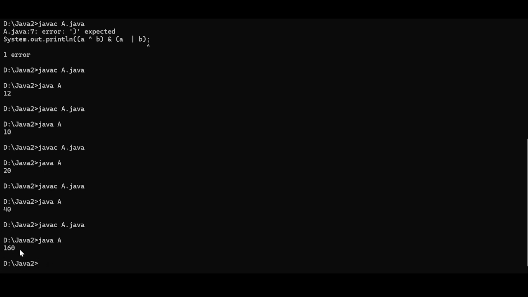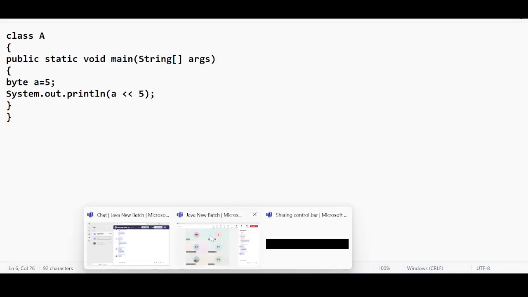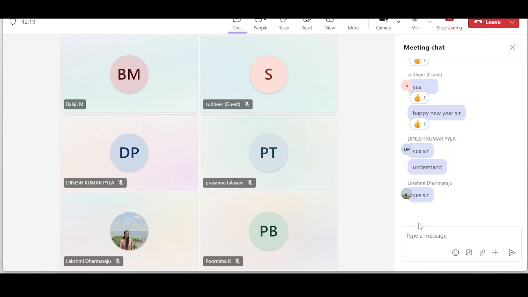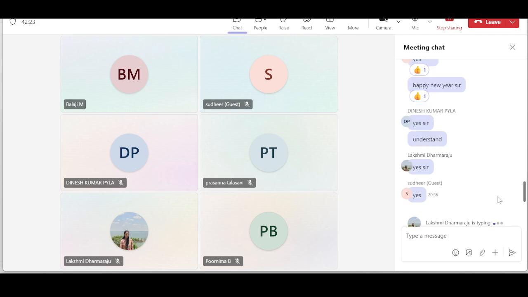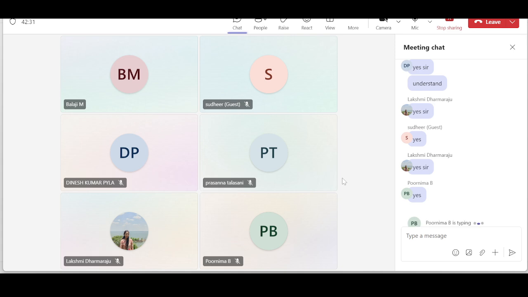Making sense, everyone? Yes, no? Answer, Sudhir, Prasanna, Purnima, Dinesh. Right? So now we are good about the left shift operator. Next, let us understand the right shift operator. Only 3 more operators are pending.